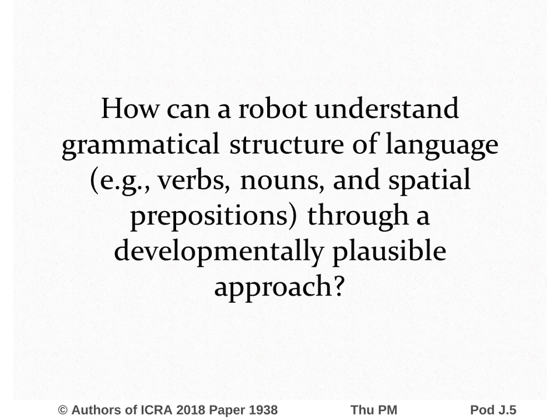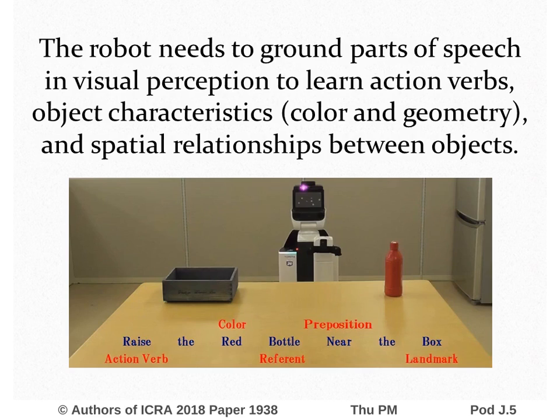How can a robot understand the grammatical structure of language, for example verbs, nouns, and spatial prepositions, through a developmentally plausible approach? Let's imagine the situation where the robot is required to raise the red bottle near the box.